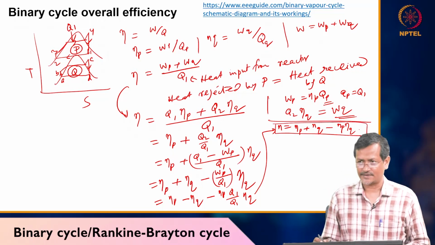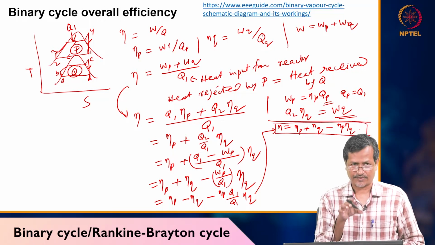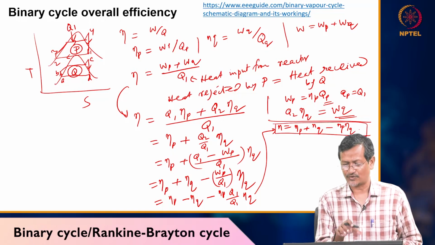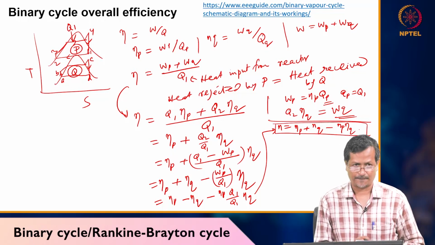If a binary cycle is there and efficiency is given for cycle 1 and cycle 2, you can calculate the combined cycle efficiency from this formula.